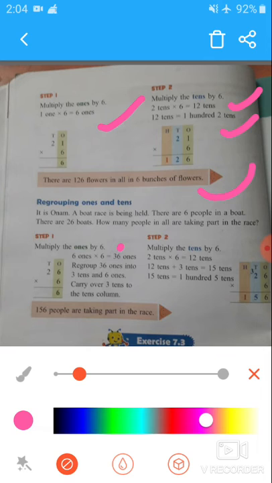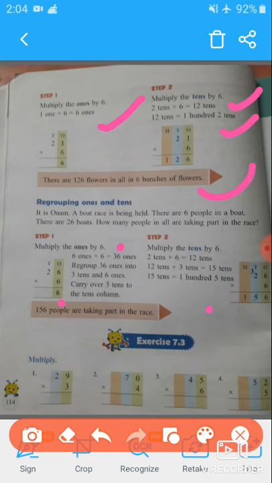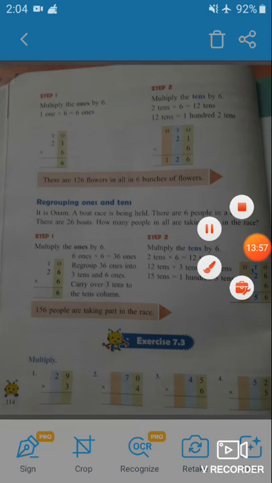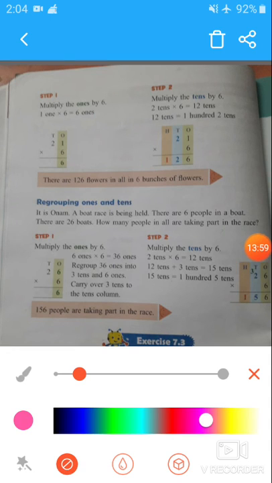So students, in the first step, multiply the ones by 6. You will get 36 ones. So when you regroup this, you will write 6 at the ones place and 3 as a carry. Now in the second step, multiply the tens by 6. So students, then you get 12 tens. So 12 tens plus 3 tens equals 15 tens. So 15 tens equals 100 plus 5 tens. It means 156 people are taking part in the race.